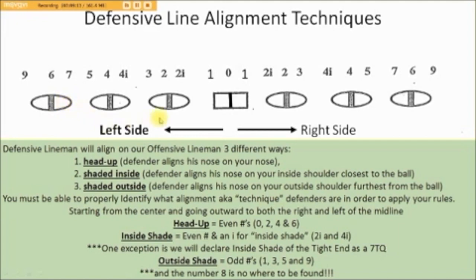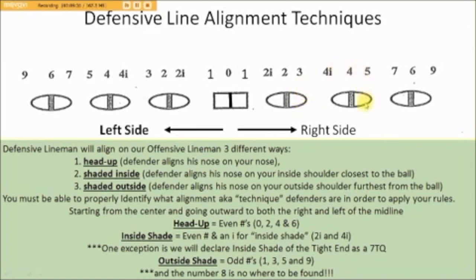Okay, last but not least, last thing we've got to talk about is the outside shoulders. Center's outside shoulder and out are all going to be odd numbers. Starting with the center, we got a 1 technique. Outside shoulder of the guard is considered a 3 technique.